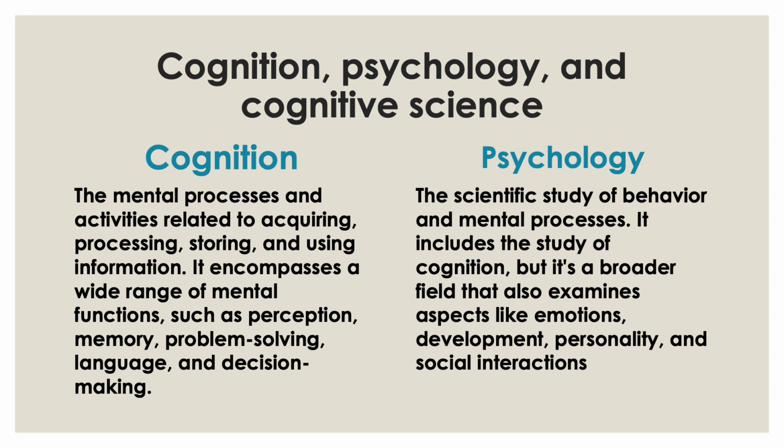Now let's make a clear cut between the terms cognition, psychology, and cognitive science. Cognition refers to the mental processes and activities related to acquiring, processing, storing, and using information. It encompasses a wide range of mental functions such as perception, memory, problem solving, language, and decision making.